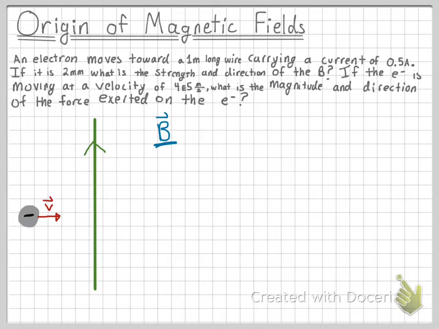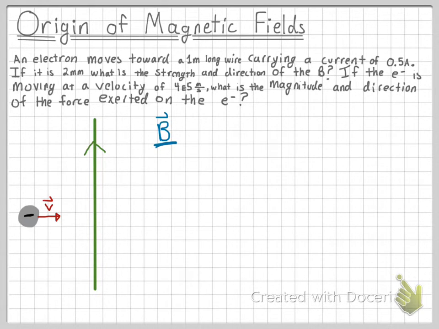So let's do an example. An electron moves toward a 1 meter long wire carrying a current of 0.5 amps. If it is 2 millimeters away, what is the strength and the direction of the magnetic field? If the electron is moving at a velocity of 4 times 10 to the 5th meters per second, what is the magnitude and direction of the force exerted on the electron?